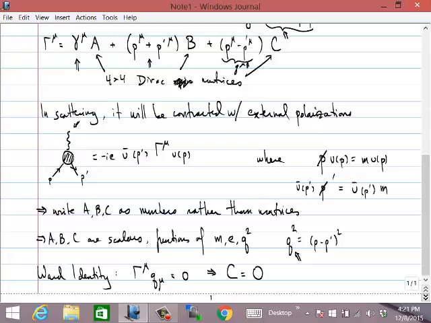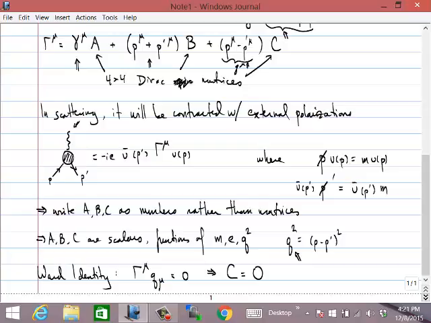And the only way that this could be consistent with the Ward identity would be if c is equal to 0. Indeed, one can actually do an explicit computation and check quite explicitly that c is equal to 0. In fact, when we go ahead and compute this quantity at loop level in quantum electrodynamics, we'll be able to see explicitly that c is equal to 0.